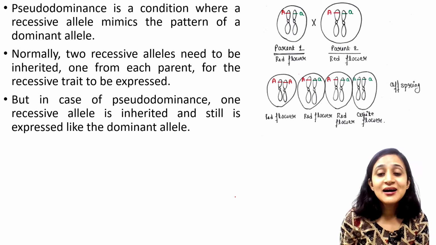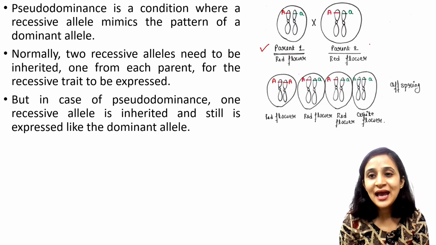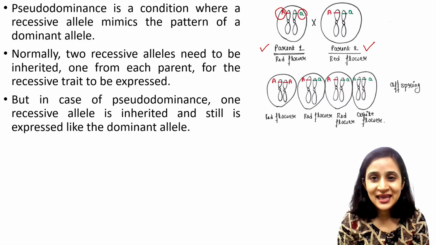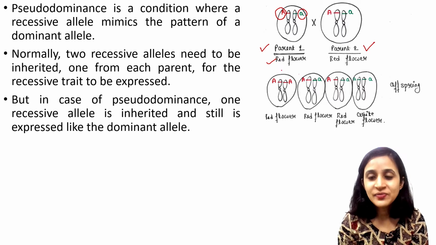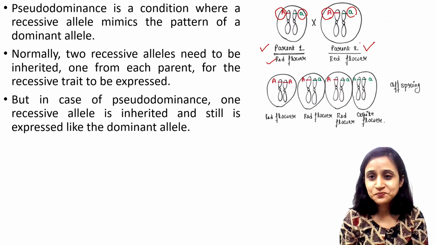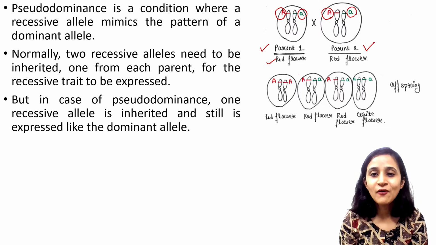So, in this case, first we will see this example. Here this is parent 1 and this is parent 2. Parent 1 has one capital A allele and one small a allele, and the phenotype is red color. That means parent 1 is producing red flower color. Parent 2 also has one capital A allele and one small a allele, and it is again producing the same phenotype, red flower color.